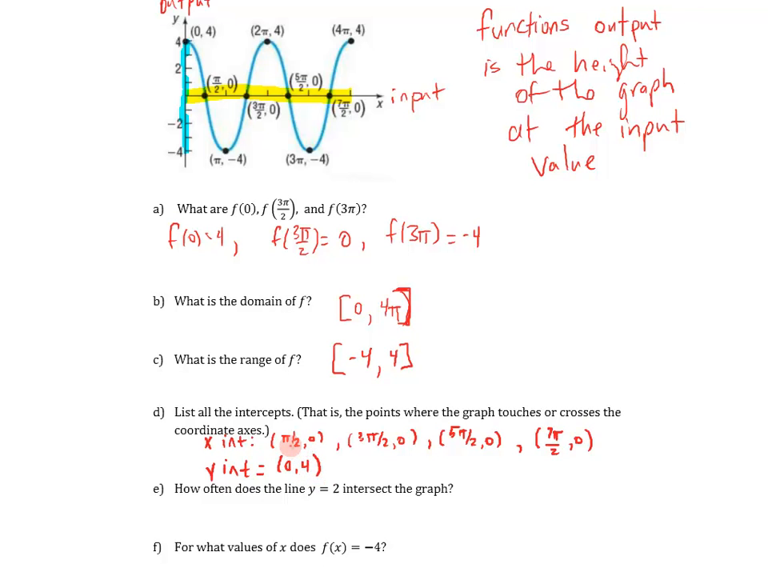Next question. How often does the line y equal 2 intersect this graph? So the line y equal 2, you'll recall, is a horizontal line with a height of 2. So how many times does it cross the graph? 1, 2, 3, 4 times.